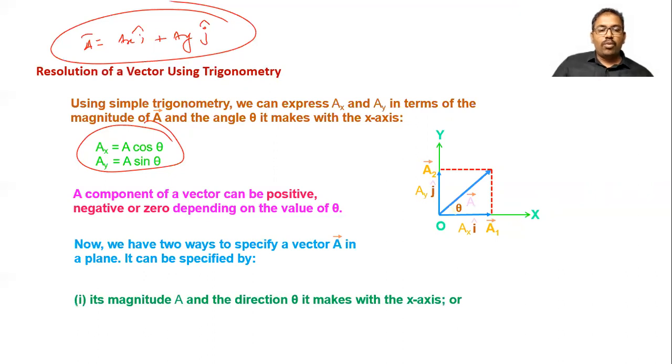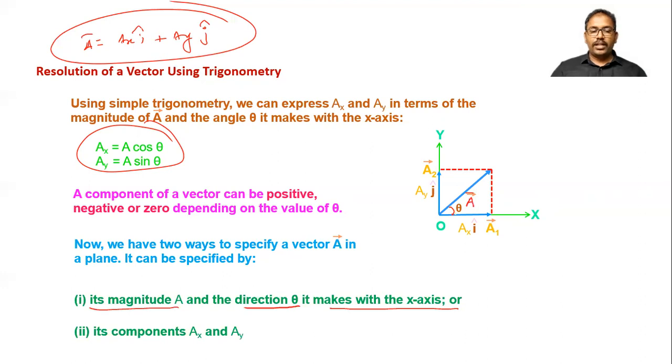Then a component of a vector can be positive, negative, or zero depending on the value of this theta. On this theta, the component depends. Now we have two ways to specify a vector in a plane. It can be specified by its magnitude A and the direction theta it makes with the x-axis. You can see here, it makes angle theta with the x-axis. Magnitude of A bar is A. Second, by its components, rectangular components, we can call AX and AY.